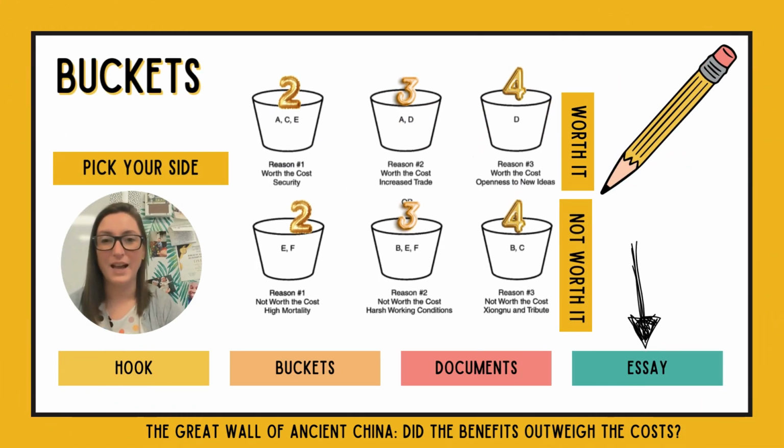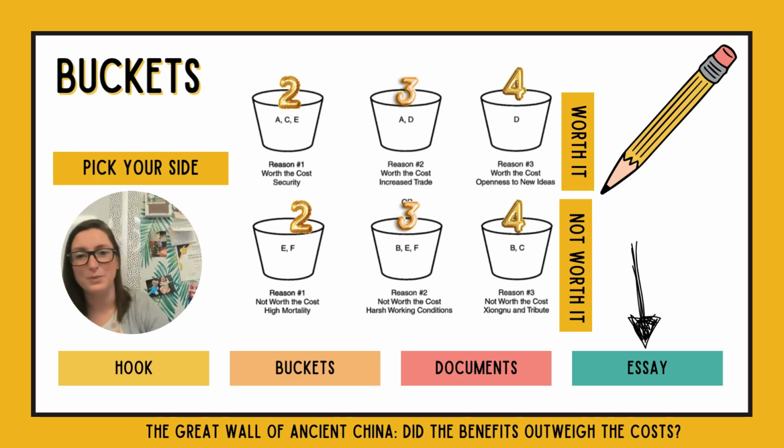Here, you need to pick your side, whether it's worth it or not worth it. We already went over these during pre-bucketing, so I'm not going to go over them again. Remember, you are pulling your evidence from there. You're going to write out that baby thesis in front of each one of these paragraphs, paragraph 2, 3, or 4, and then you are going to cite and use that evidence.